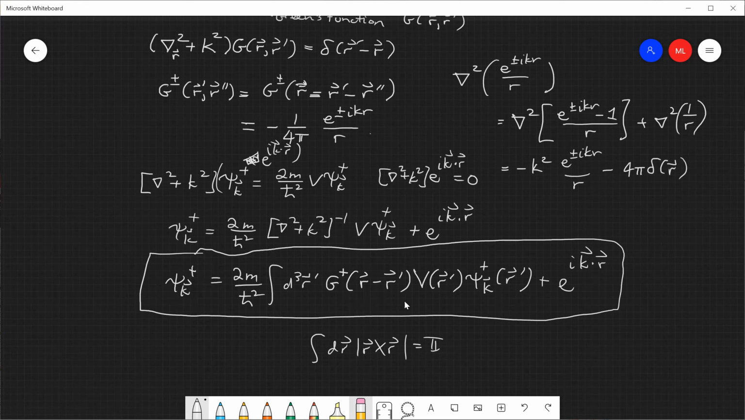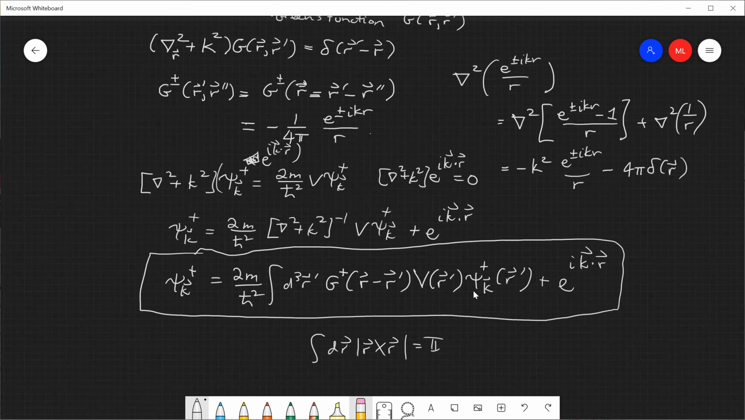But now you can imagine something like, suppose V vanishes, right? Say V is 0. This is gone. Then the solution is just the plane wave. That's perfectly reasonable. That's exactly what we want. If there's no scattering potential, then we want this guy to be equal to the incoming plane wave, right?